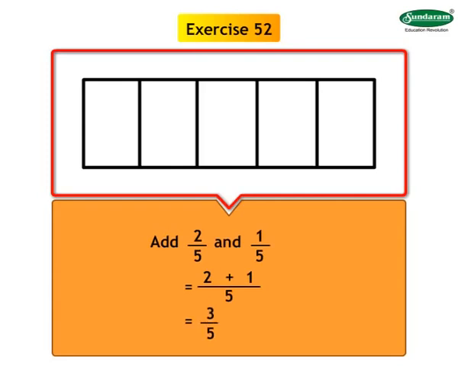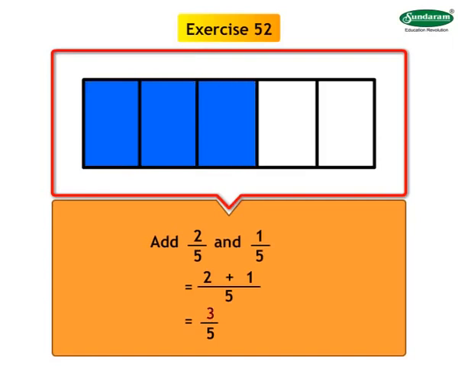We can confirm this by adding all the colored squares, that is, 3 colored squares. Thus, 3 will be the numerator. Count the total number of equal parts. This will be 5 equal parts. Thus, 5 will be the denominator. Thus, the required fraction is 3 upon 5. Hence, confirmed. 2. Add 2 upon 9 plus 5 upon 9.